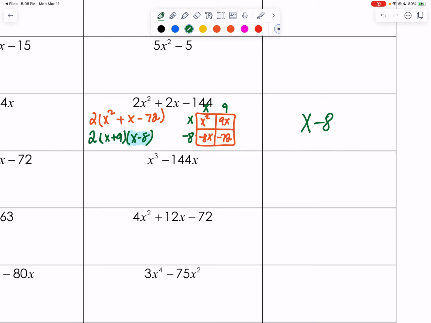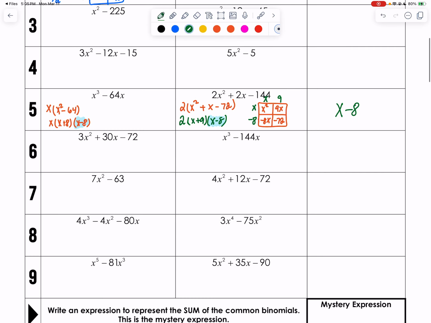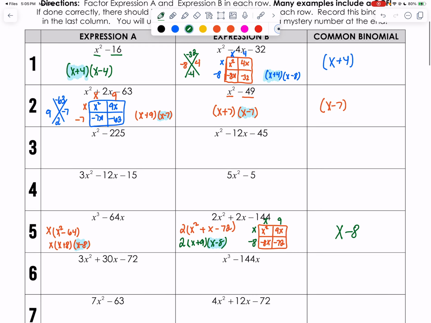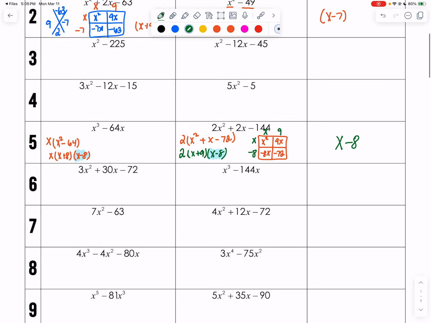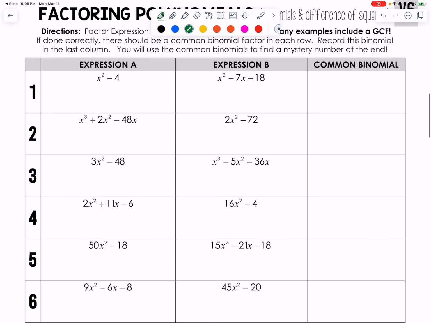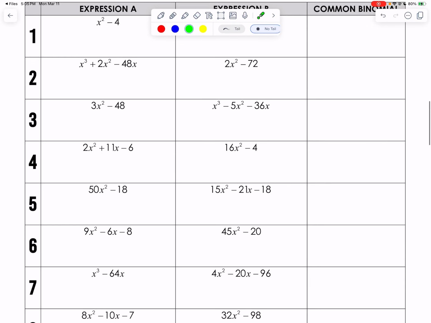All right, so you have 3, 4, 6, 7, 8, and 9, and whatever the mystery code is for this activity here. There is also a version where a is greater than 1. So something like number 4 right here where you have to multiply by a and c. So you will also do that one too.